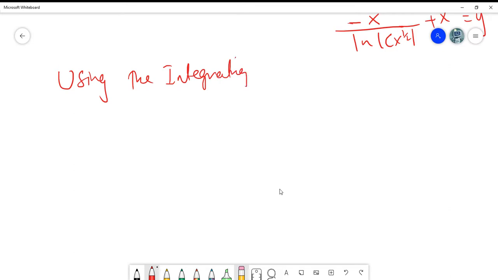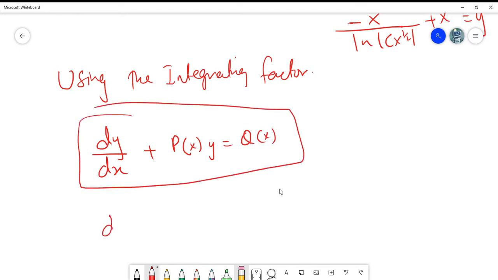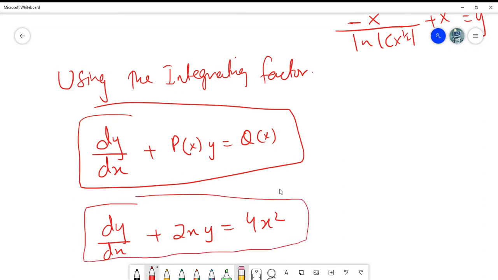In order to use the integrating factor, one thing is of great importance, and that is our differential equation must be in this form. Now, this form basically means you should have dy by dx to begin with, plus any function of x, let's suppose 2x, times y equals any other function of x like 4x squared. So if your equation is written in this form, you can use this technique.